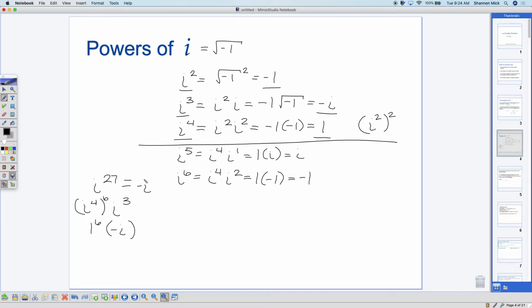Explain how you got the 6. We're going to do more. Evan, give me a number. 32. Okay, i to the 32, and I want powers of 4. Why do I want powers of 4? Because it's equal to 1. So 4 goes into 32 how many times? 8. Anything left over? Nope. So what's i to the 4th? 1. 1 to the 8th is 1.